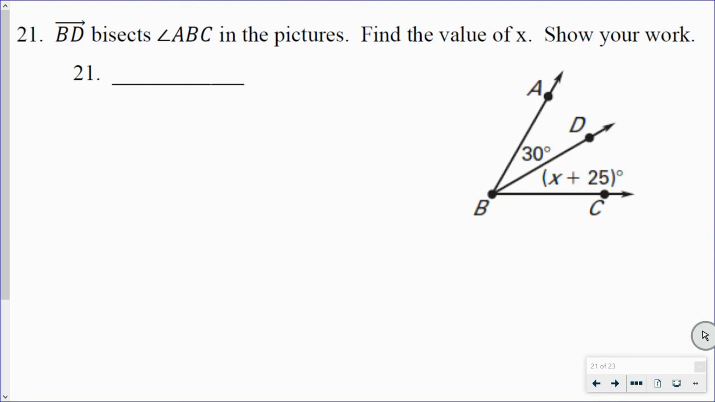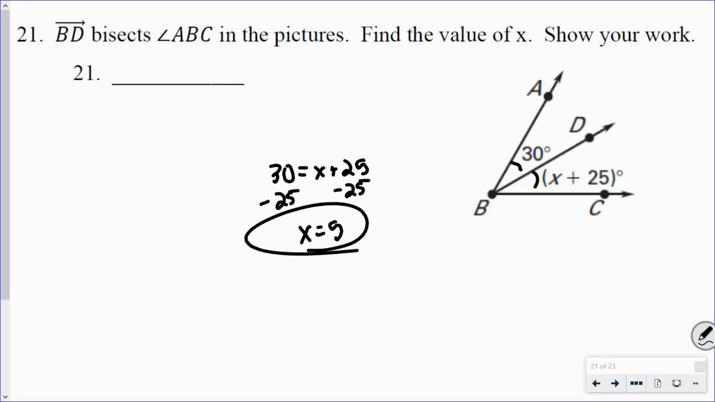Okay, it says ray BD bisects angle ABC in the picture. Find the value of X. This was pretty much the exact same one we did a second ago. So if BD bisects it, that means this angle and this angle are the exact same. So 30 equals X plus 25. And we subtract 25, and X equals 5. Double check to make sure you don't need to find the other angle. You don't. So X is 25, or X is 5, sorry.